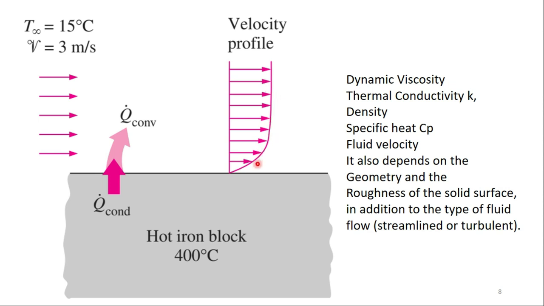The rate of heat transfer through the convection process will mainly depend upon several parameters: the dynamic viscosity of the fluid moving above the hot surface, the thermal conductivity, the density of the air, the specific heat capacity, and the fluid velocity. It also depends upon the geometry and the roughness of the solid surface, in addition to the type of fluid flow, such as streamlined flow or turbulent flow. Flows are basically classified into two categories, streamlined flow and turbulent flow. I will be discussing how they affect the rate of heat transfer in the convection process in the upcoming slides.